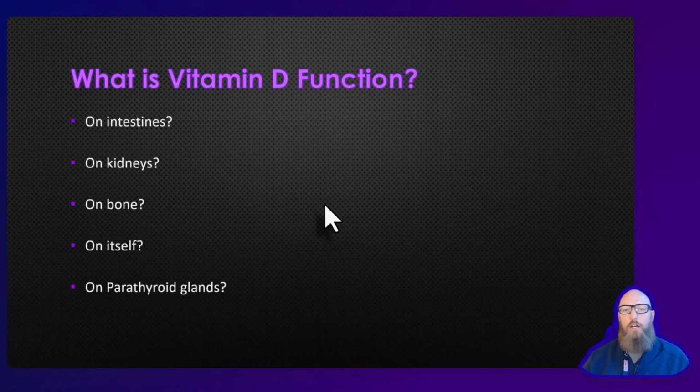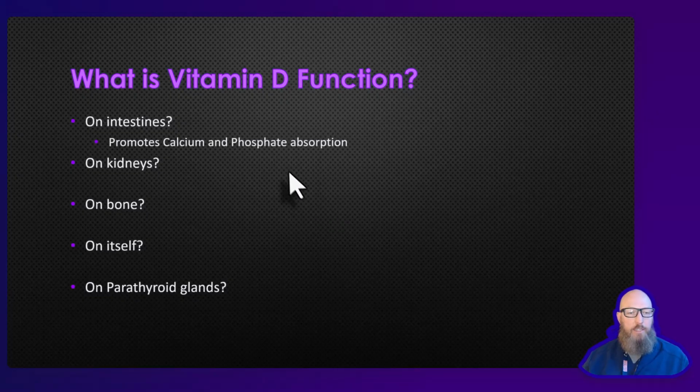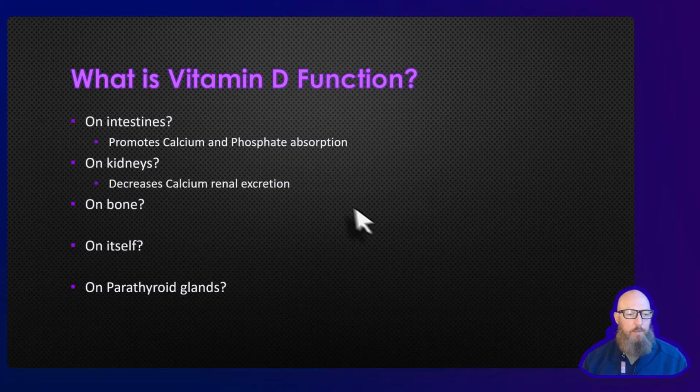What was its function on intestines, if you remember that? It had an effect on calcium as well as phosphate, but it promotes calcium and phosphate absorption inside the intestines. And what about the effect on kidneys? Well, I didn't mention this in the previous slide, but it does decrease calcium renal excretion, so similar to PTH. So it makes the kidneys hold on to more calcium than they would otherwise. And the effect of vitamin D on bone?